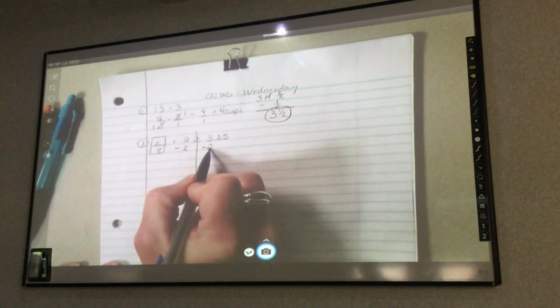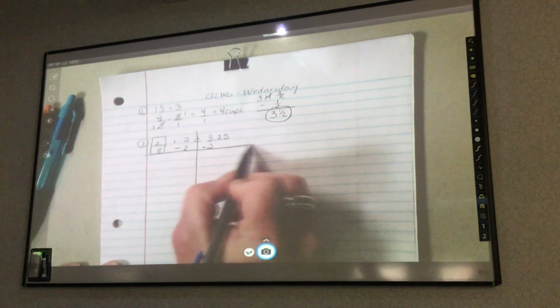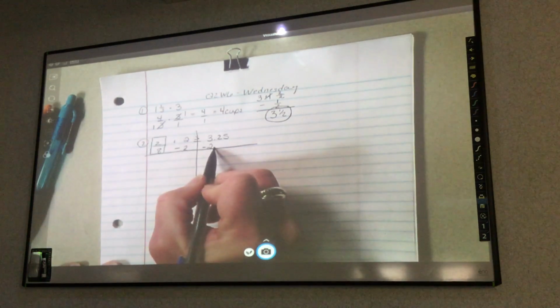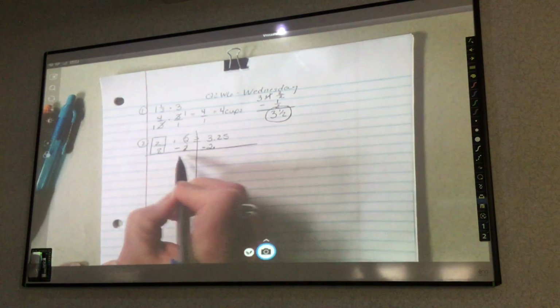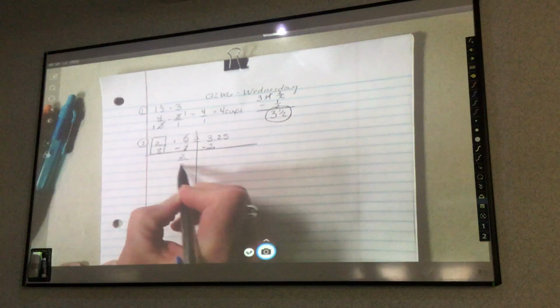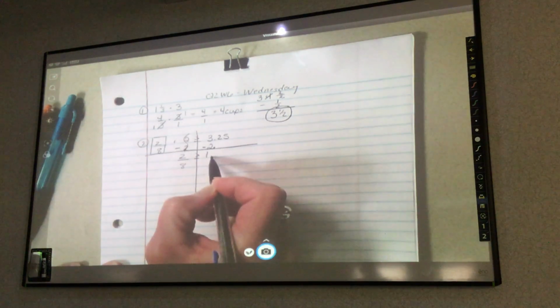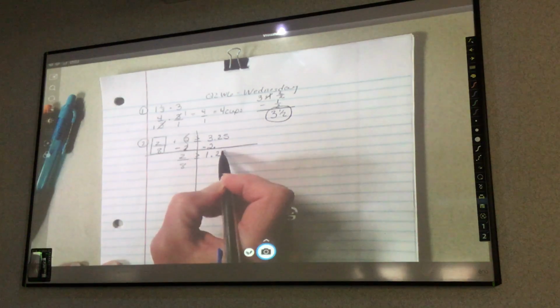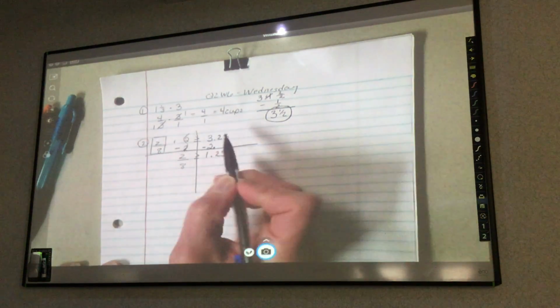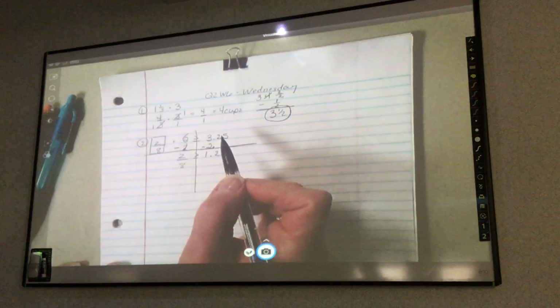Make sure you're lining up your decimals in the correct spot. My decimal would be here. These cancel each other out. I'm left with Z over 8 is greater than or equal to 1.25, and it stays positive because 3 is greater and 3 is positive.